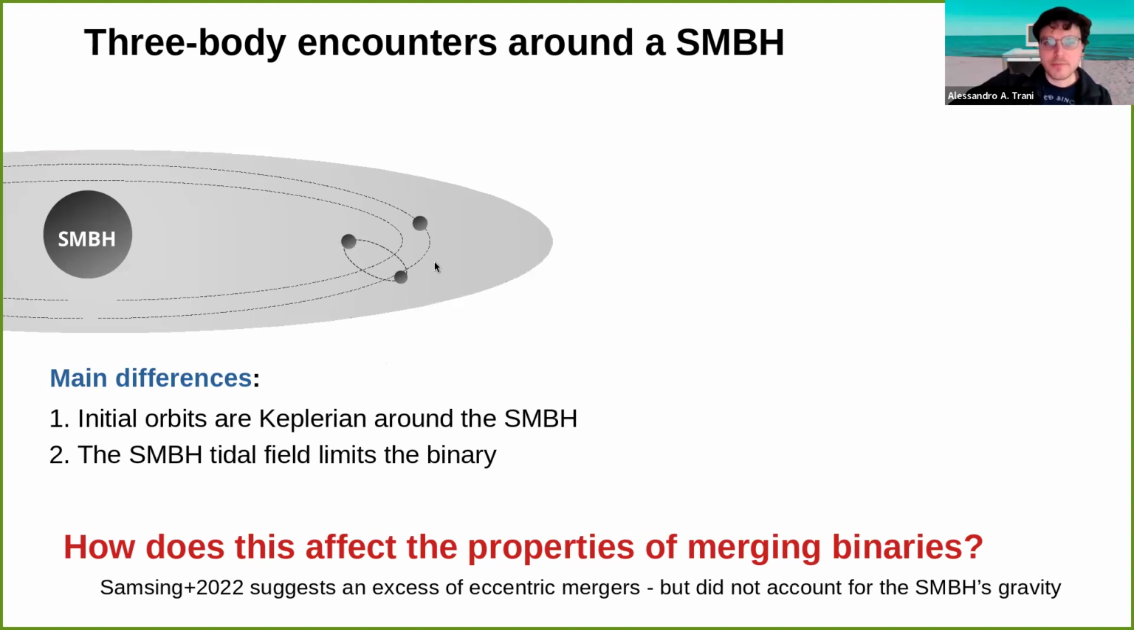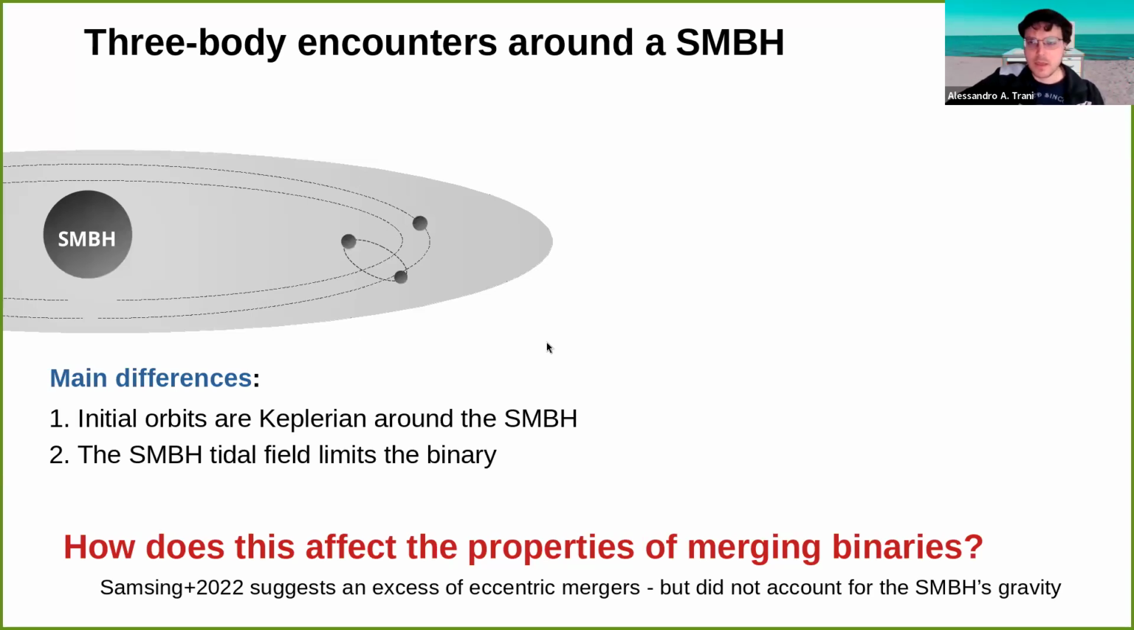The main differences, compared to the isolated case in which there is no massive perturber to the triple system, are that, first of all, there is a constraint that the orbits are Keplerian around the supermassive black hole, and the supermassive black hole tidally limits the binary and the triple itself.